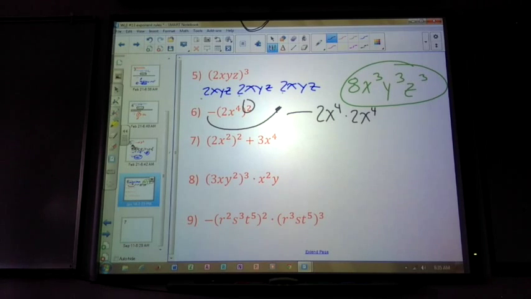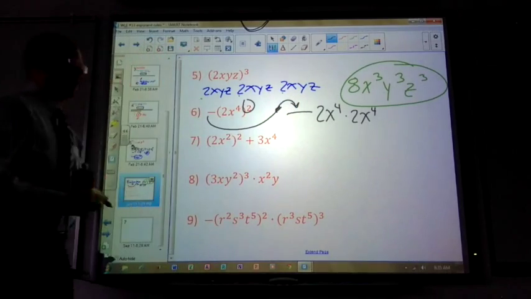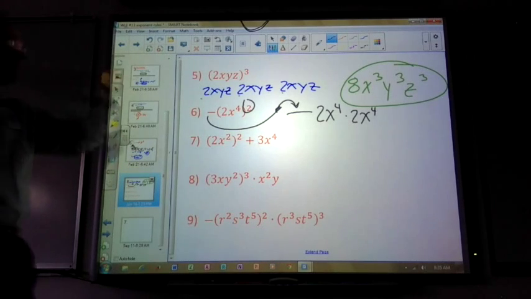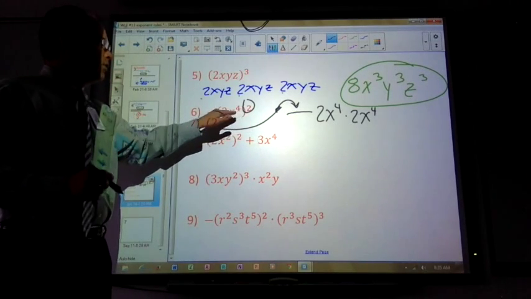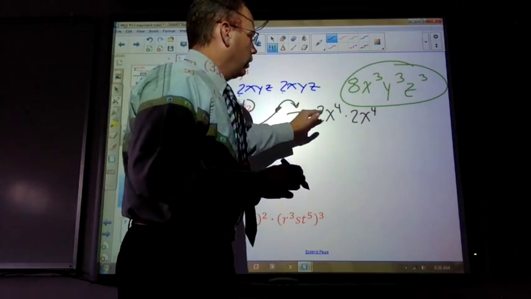See where that came from? I'm not done with the problem yet, but is that okay? So this negative comes along for the ride. It's not being influenced by this outside exponent. This outside exponent just basically means, hey, I have this twice. All right? Negative 2 times 2.